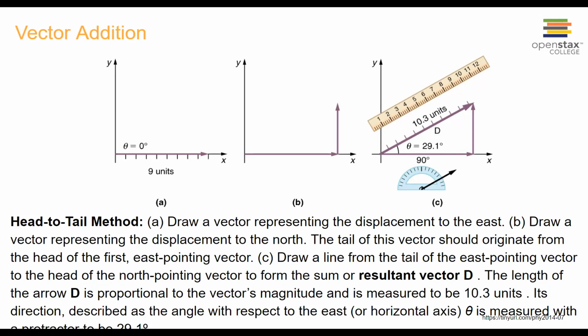Again, use the example of you walking in a city. You have to walk first in the X direction and then secondly in the Y direction to get to your final destination. This is like adding one displacement to the other displacement. The first displacement is 9 units in the X direction, the second one is 5 units in the Y direction, and then this will be your resultant.